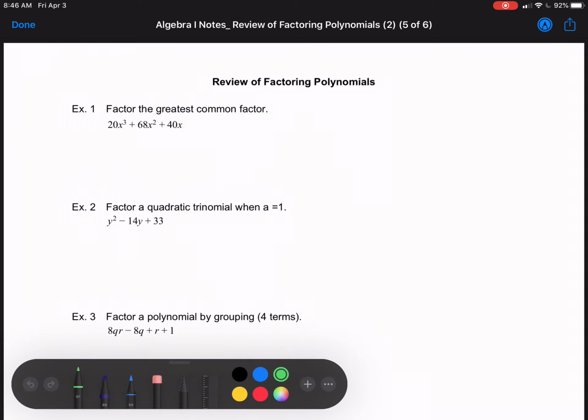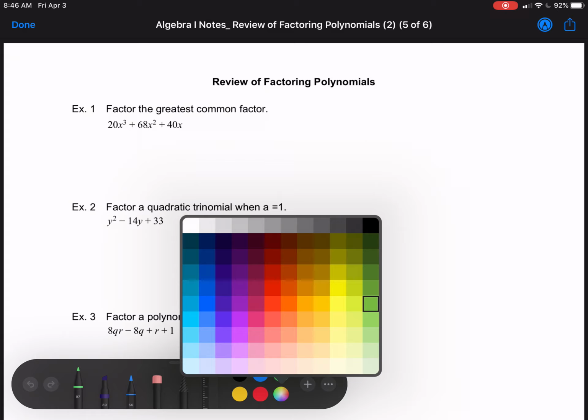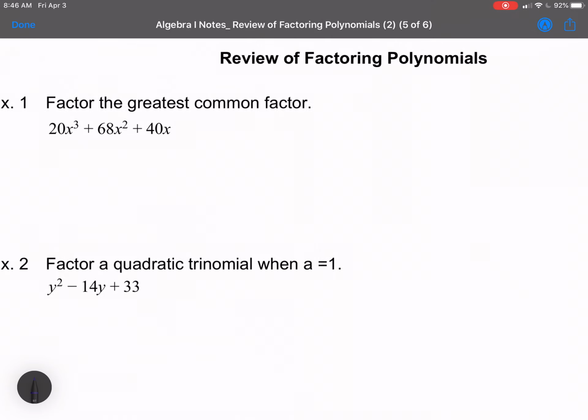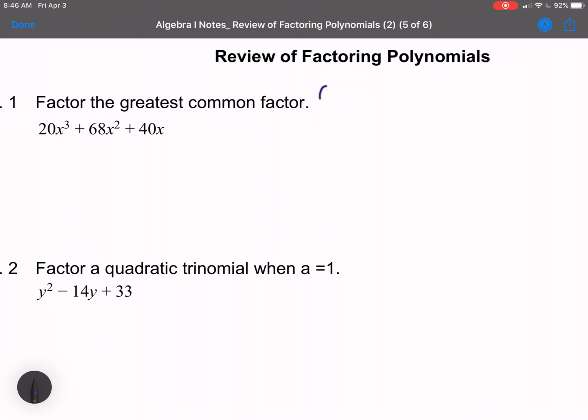This week we're going to review factoring, and we're going to talk about all the different types and ways we can factor. The first one we're going to look at is the greatest common factor, which is often referred to as the GCF. Remember, the GCF is the largest number that can divide every term in the polynomial.